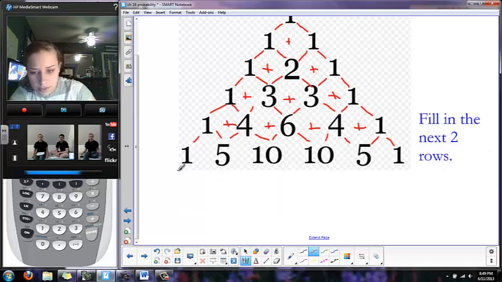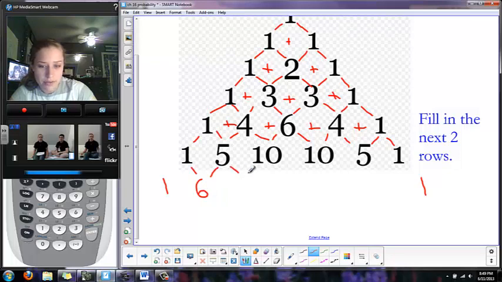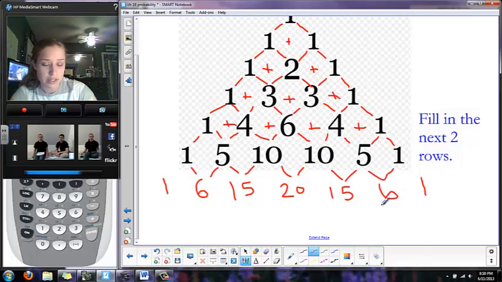Okay, so I'm going to continue out. There's going to be a 1 there and a 1 on the outside here. To fill in this number, I take the 1 and add it to a 5. 1 plus 5 gives me 6. The next number, 5 plus 10, is 15. The next number, 10 plus 10, gives me 20. 10 plus 5 on the other side. You can see how it's a mirror image, symmetrical on both sides right down the center. 5 plus 1 gives me a 6. So that would be the next row.